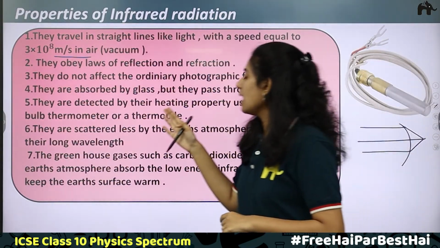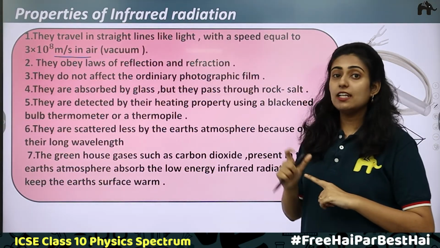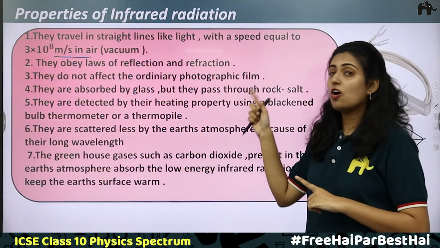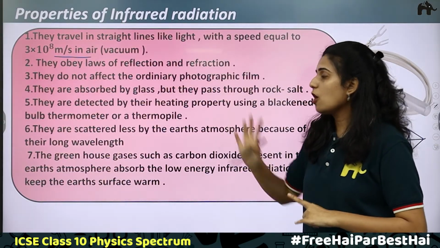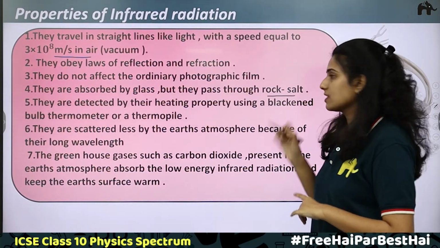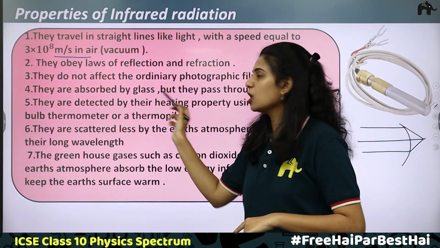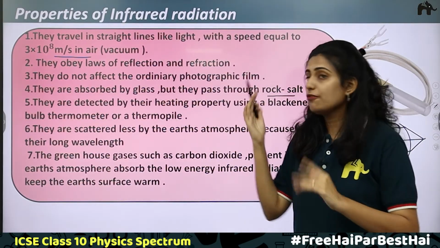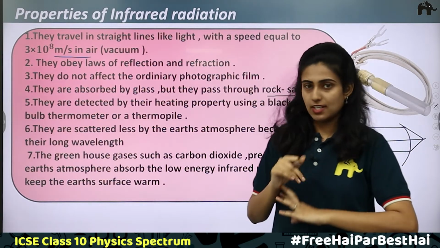Okay, next, they are absorbed by glass. We have said the infrared radiations and also we have discussed the ultraviolet radiation, both will be absorbed by glass. Okay, but they can easily pass through the rock salt. When rock salt is used, they can pass through rock salt, but they will be absorbed by glass. Whereas in the case of visible light, they are not absorbed. They get split into the different colors.